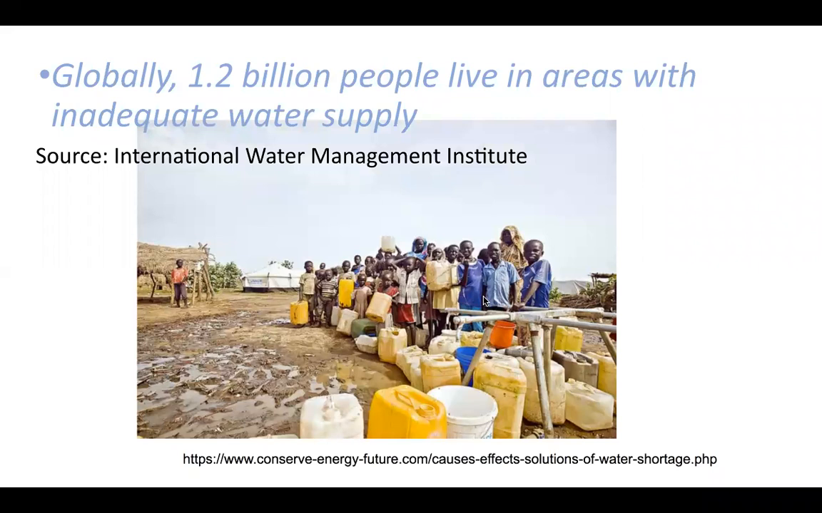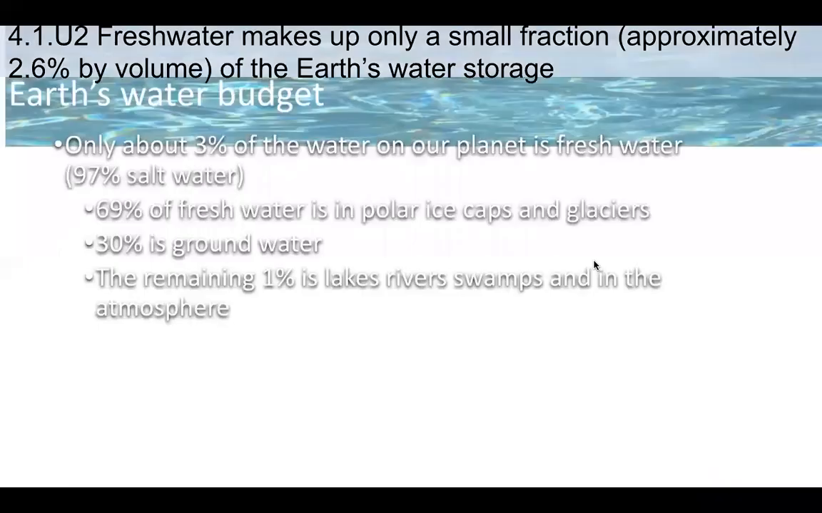Around the world, there's about 1.2 billion people that live in areas that don't really have an adequate water supply. So you can see really high demand in certain areas. And we're going to look a little bit more closely this week at some of those places.